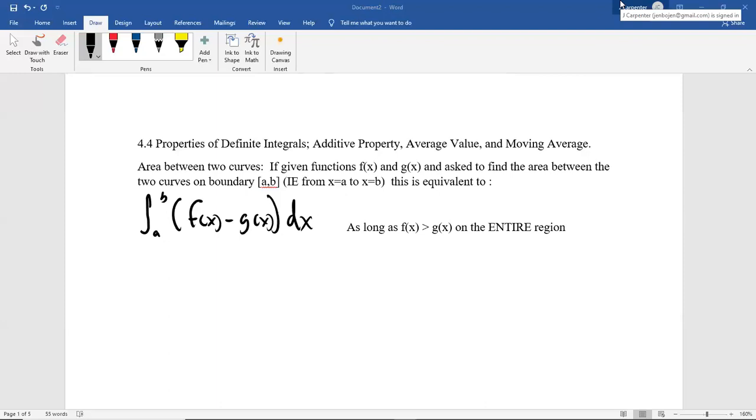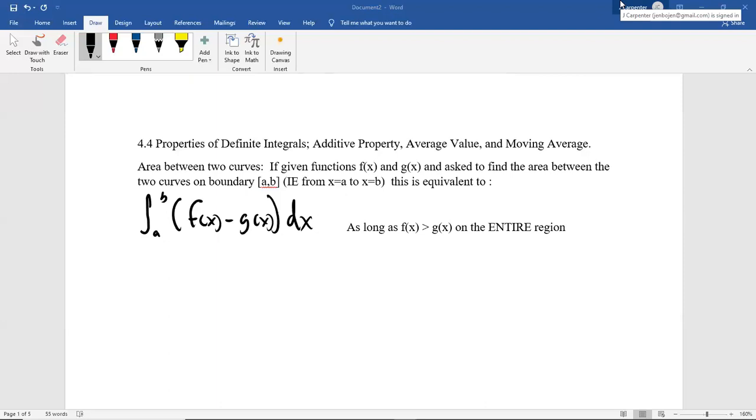How can you figure that out? Well, plug some x values in. Plug an x value in, plug the a in and see if f is higher than g. Plug the b in and see if f is higher than g. Now, just because one is higher at the endpoints doesn't mean that it's higher across the whole region, though. So we'll get into all the math behind that.